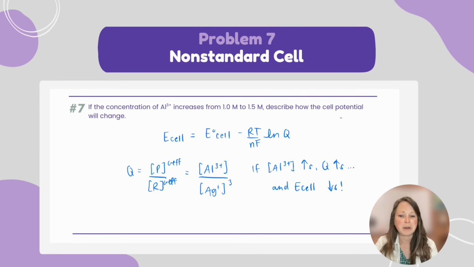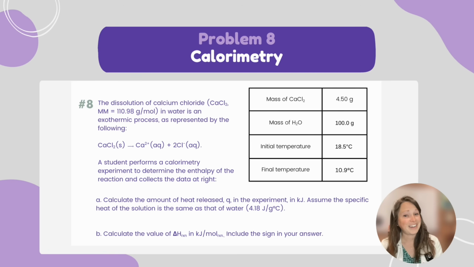So what we want to think is, okay, if I've increased the concentration of Al3+, I've increased the concentration of my numerator. When I do that, my Q also increases. So now I'm subtracting a larger value from that cell potential, and my non-standard cell potential is going to decrease. So again, this is another situation where you have to think through step by step how this change is going to impact your overall calculation.